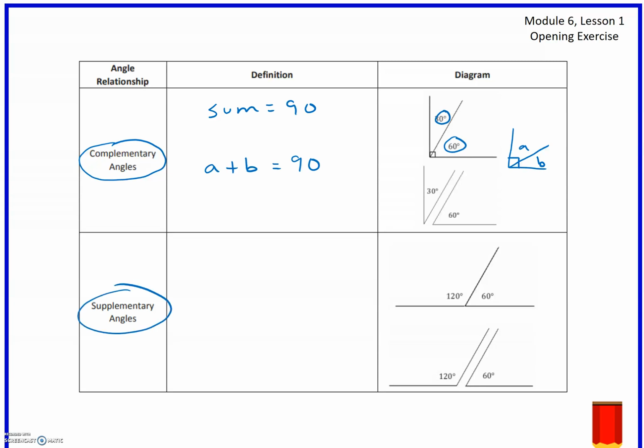Last but not least, supplementary. Same idea as complementary, but this time the sum is 180 degrees. So A plus B equals 180 degrees. Their example is 120 and 60. So now that we've got some background on some of the relationships, let's go ahead and start some of the exercises.